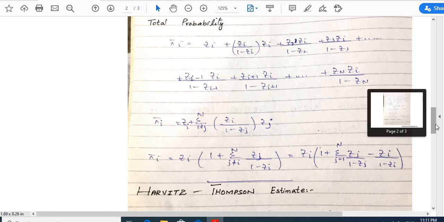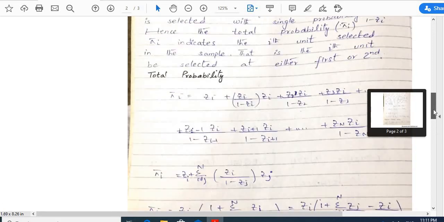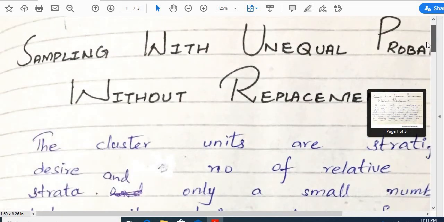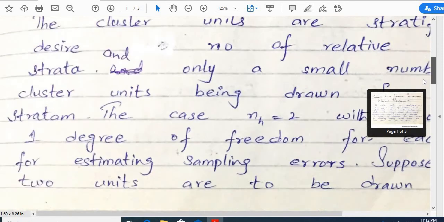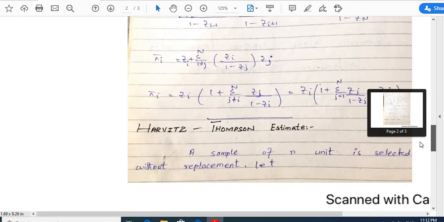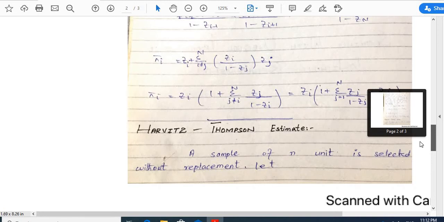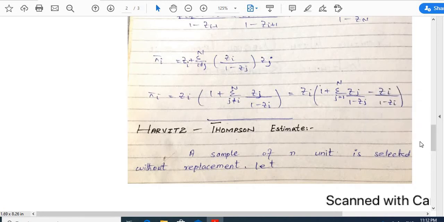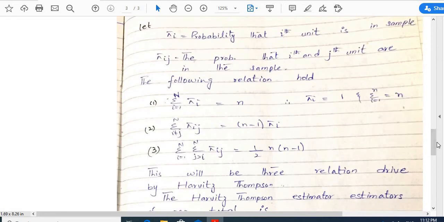Now here is given the Horvitz-Thompson estimator, which is used in case of sampling with unequal probabilities without replacement. One of the estimators of population total or population mean is the Horvitz-Thompson estimator. A sample of n units is selected without replacement. Let pi i be the probability that the ith unit is in the sample. Pi ij is the probability that the ith and jth units are in the sample. The following relations hold then.